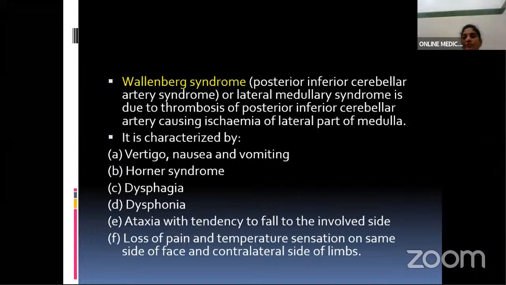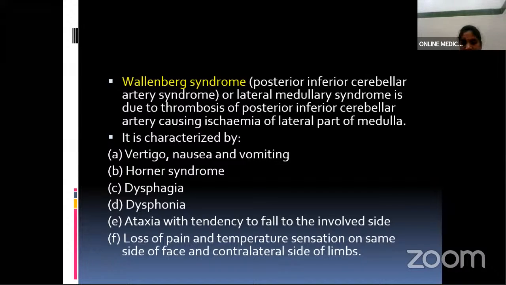Coming to the Wallenberg syndrome, which is an important syndrome. It is mainly due to PICA, posterior inferior cerebellar artery syndrome, or lateral medullary syndrome. It is due to the thrombosis of PICA, causing the ischemia of the lateral part of the medulla. So it may produce vertigo, nausea, vomiting, Horner syndrome, dysphagia, and dysphonia.